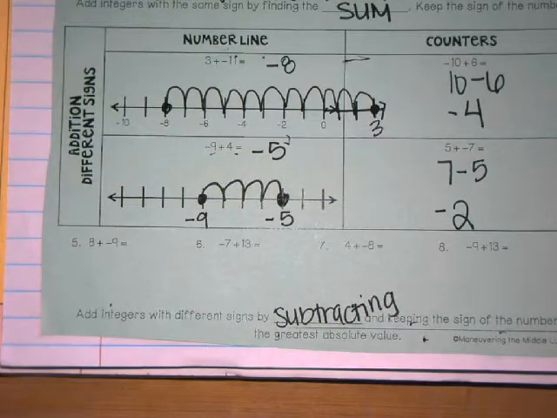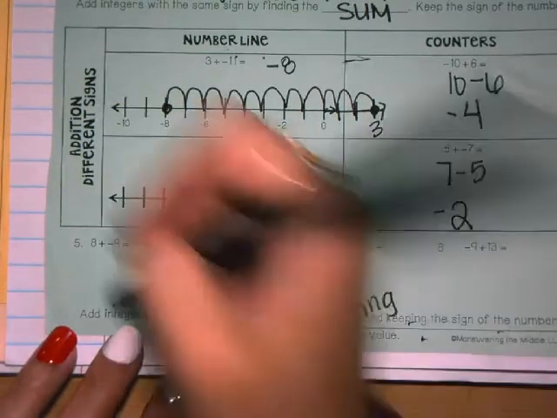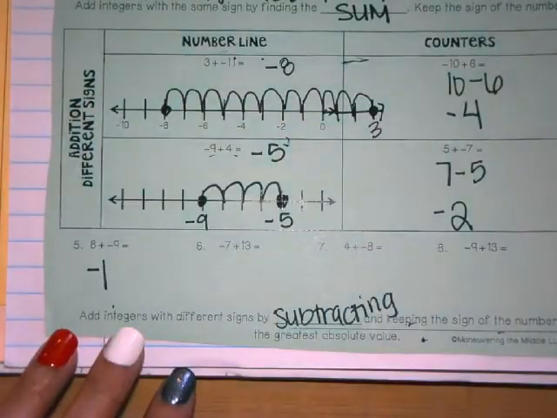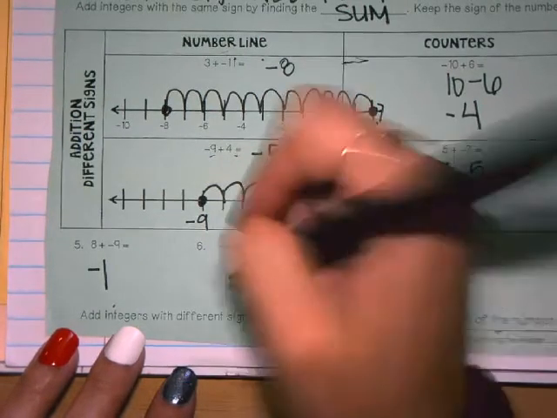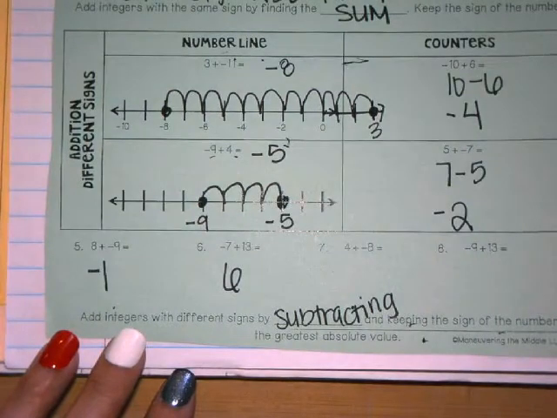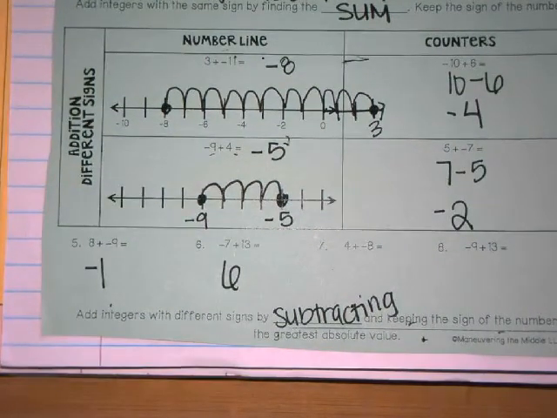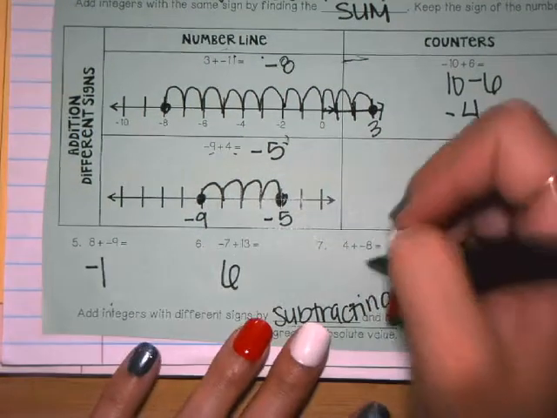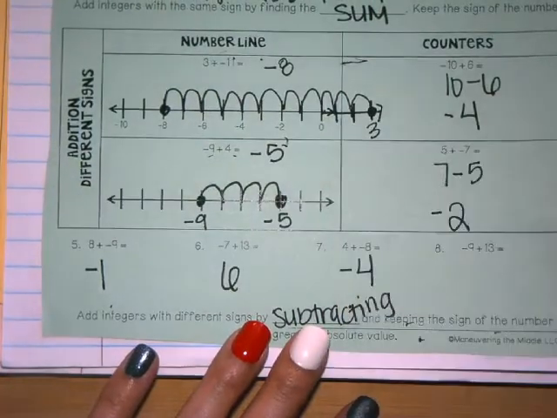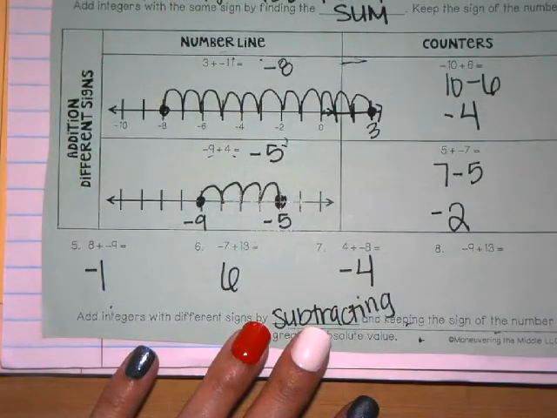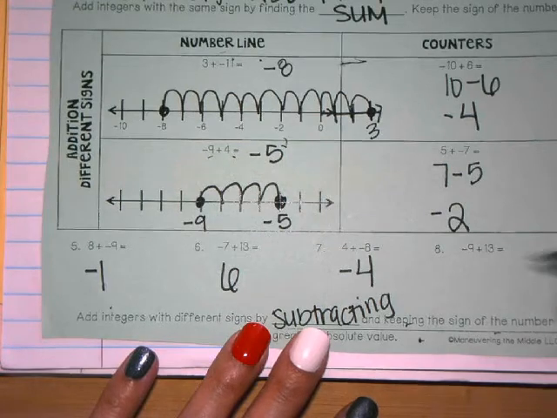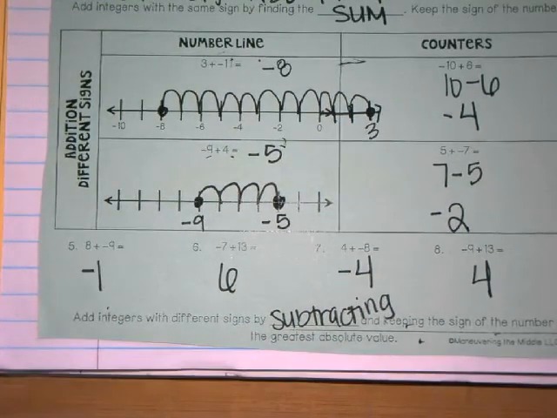Okay. Answer to number 5. What's 8 plus negative 9, everyone? Negative 1. What's negative 7 plus 13? Why is it positive? Excellent. 4 plus negative 8? And negative 9 plus 13. So, any questions?